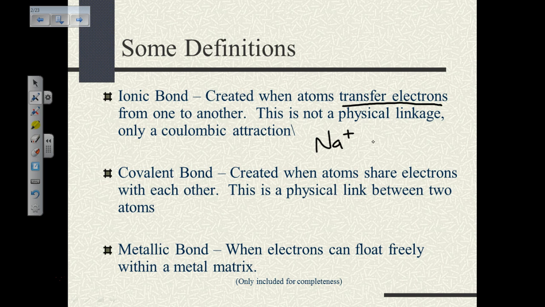And so sodium becomes an ion, and chloride becomes an ion. And this happens because sodium loses an electron and gives it to chlorine. And now this is a positive, and this is a negative, and opposites attract. And that becomes the attractive force that holds those two things together. That is what an ionic bond is.